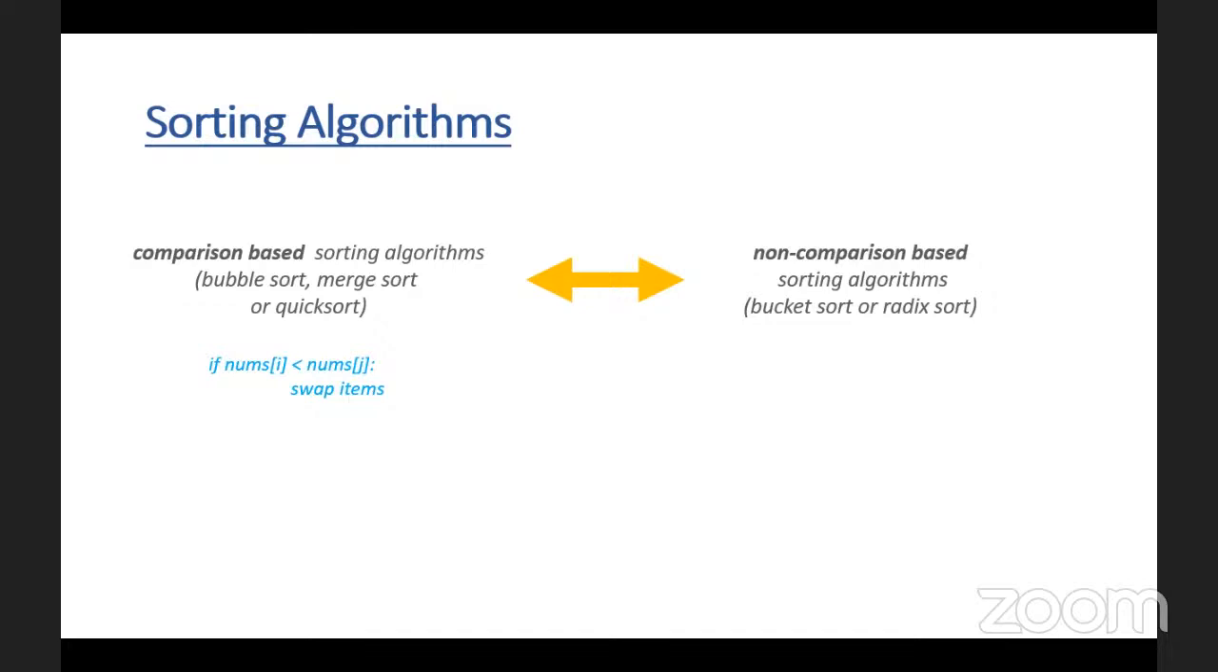Now, out of all the sorting techniques, we again divide into two methods. One is comparison based sorting algorithms, and the other is non-comparison based algorithms. What are the algorithms that come under comparison based, and what come under non-comparison? Bubble sort, merge sort, quick sort, insertion sort, selection sort all come under comparison based, whereas under non-comparison based we have bucket sort and radix sort. We'll see all the sorting techniques one by one.